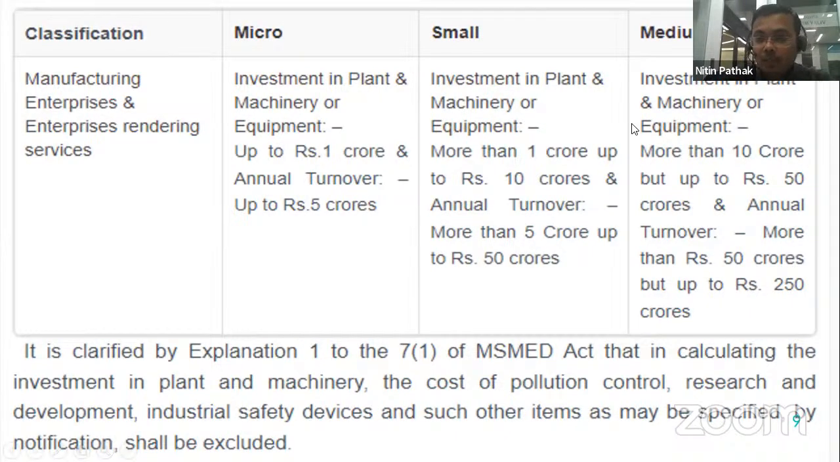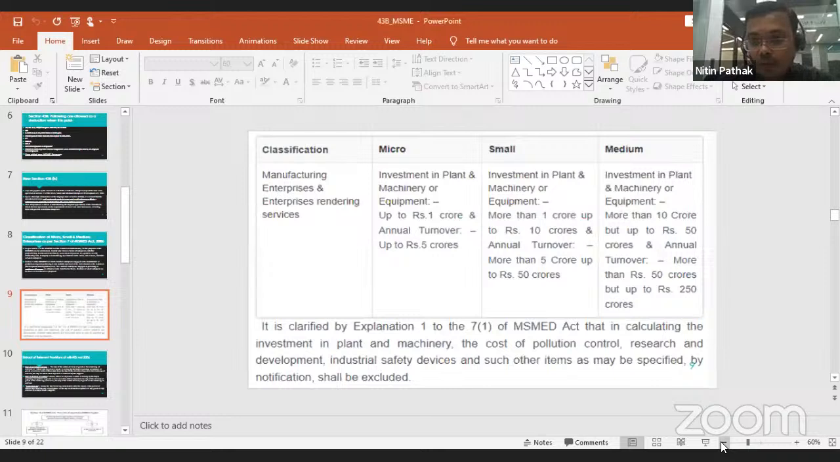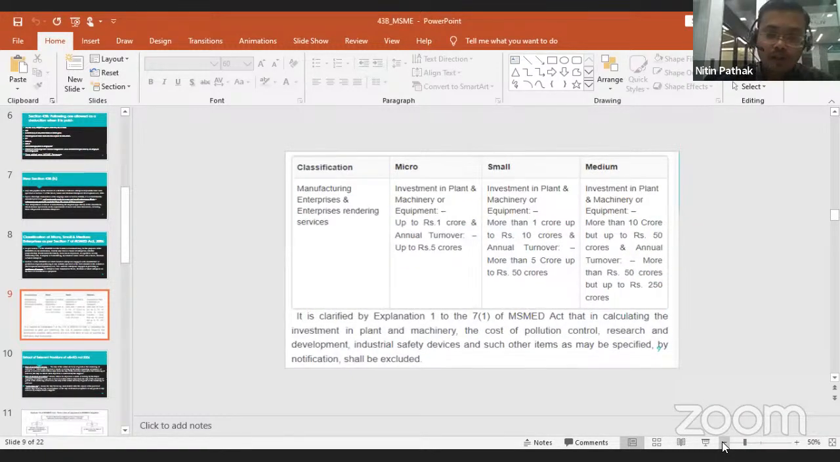Medium size enterprise: investment in plant and machinery more than 10 crore and up to 50 crore, and annual turnover more than 50 crore and up to 250 crore, fall under the medium size enterprise. Medium size enterprises are not getting the benefit of the MSME. As per the notification, section 43B exclusively excludes medium size enterprises from getting the benefit of receiving payment in the specified time limit.